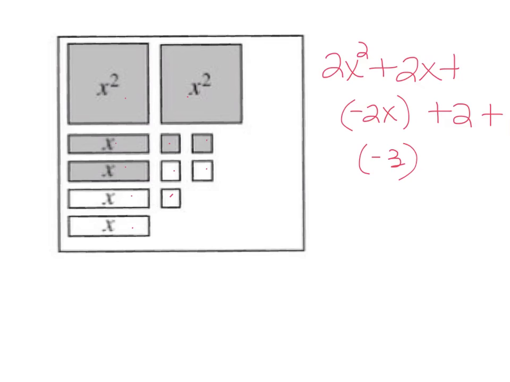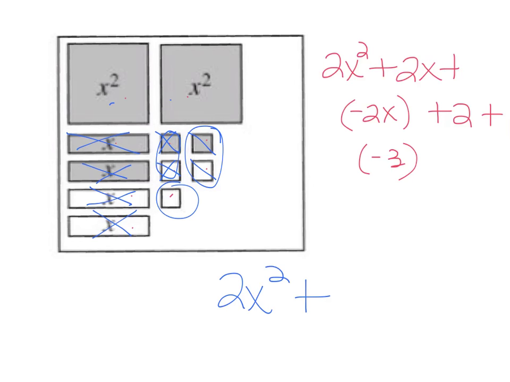Okay, so now I'm going to try to simplify that. So let's see if we can make some zero pairs. I see a positive x and a negative x, that's 0. A positive x and a negative x, that's 0. Positive 1 and a negative 1, that's 0. Positive and a negative 1, that makes 0. Okay, so let's see what I'm left with. I have 2x squareds plus, I see a negative 1. That is my simplified expression.